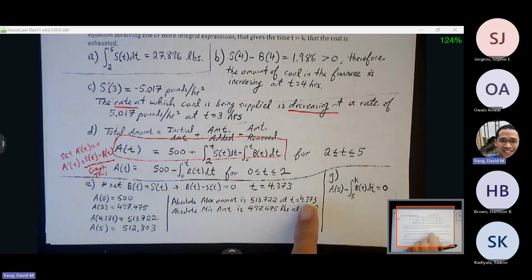And the absolute max is the 513, and the absolute minimum is the 497. Sorry, I'm doing BC.